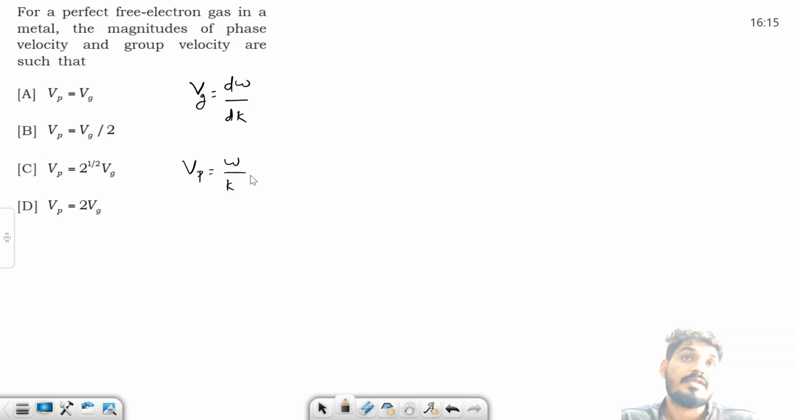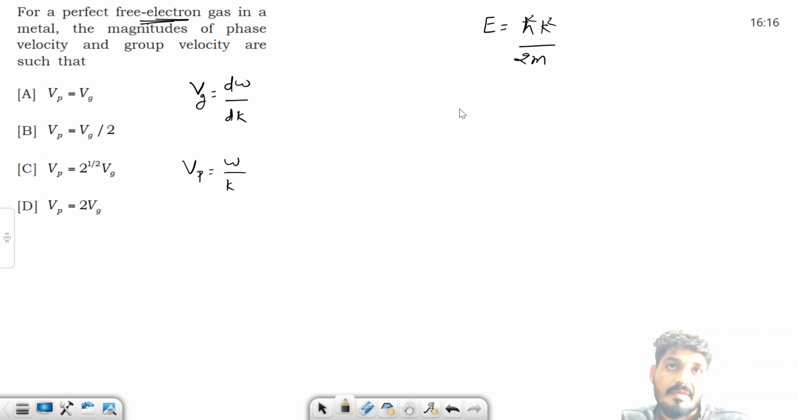Now how to find out the relation? You see what is given to us, free electron gas. So for free electron we know what is energy, E, h cut square k square by 2m. This is energy. But here we need the relation in omega versus k. So what can I do? I can also put it equal to h cut omega. Energy is always h cut omega or h nu.